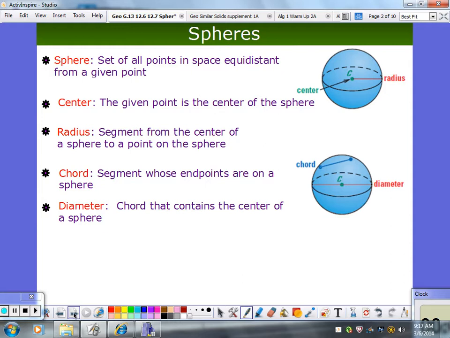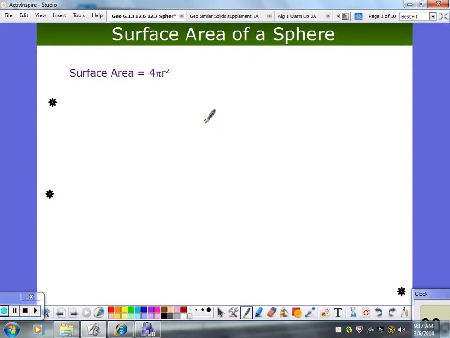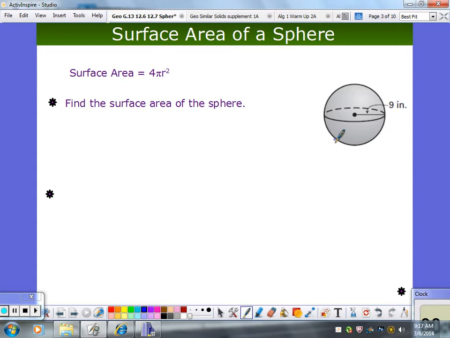Surface area is much simpler than all the other ones we've been looking at. 4 pi r squared is the surface area of a sphere. So if I want to find the surface area of this sphere, I write out the formula, and then I substitute in just r. It's the only thing I need to find surface area. So 4 pi times 9 squared is 4 pi times 81. If I want an exact answer, I do 81 times 4, which I believe is 324 pi square inches.